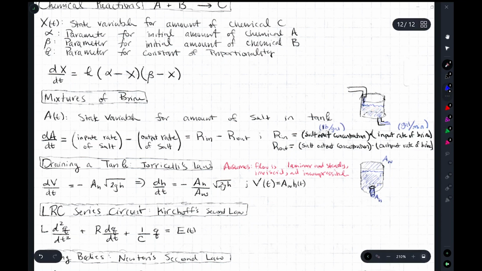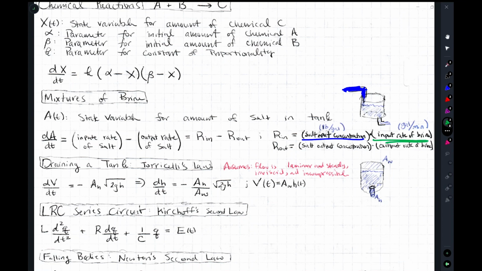Well, you have a brine coming in. That's going to have a flow rate coming in. There's going to be an input rate. How fast is the brine going in? And what is the concentration of that brine going in? And so what we end up with is that the actual amount of salt in the tank is going to be the input rate of salt minus the output rate of salt. That's intuitive.